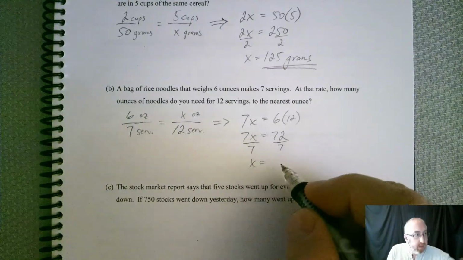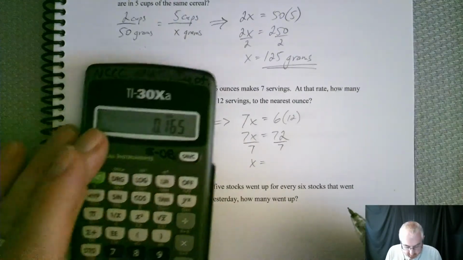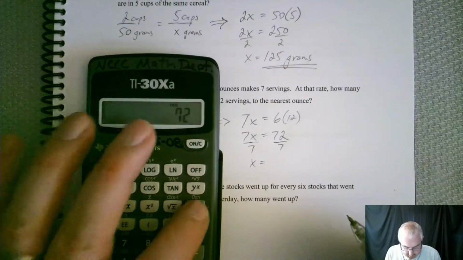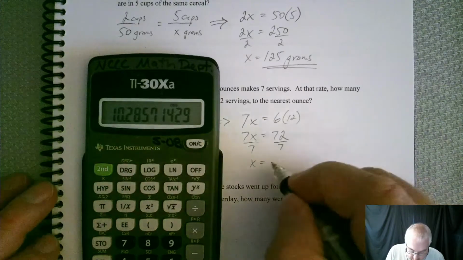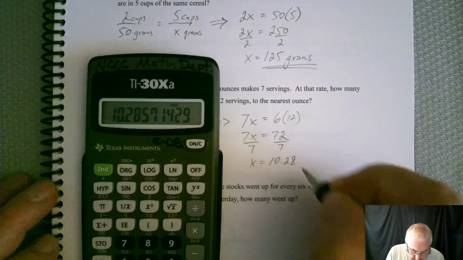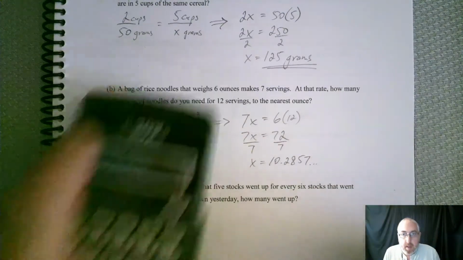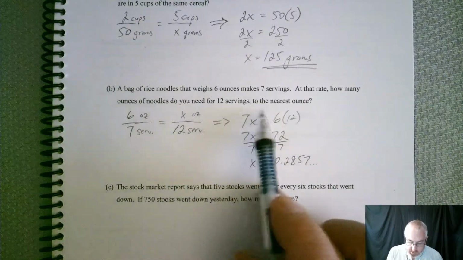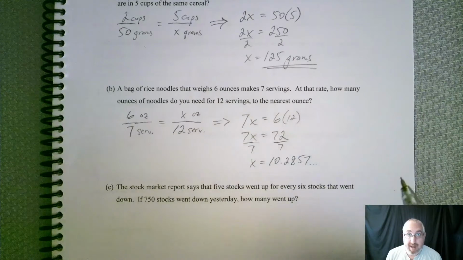So, just so we don't make a mistake, let's divide that on the calculator. See what we get. 72 divided by 7 equals 10.2857, and so on. Now, we've got to be careful about rounding. This question says to the nearest ounce, so they don't want any decimals in this one. So what should you round that to?